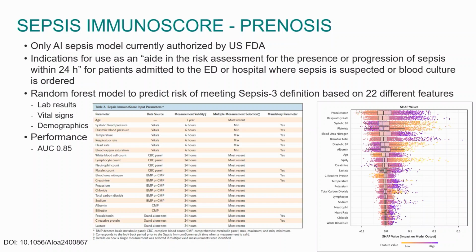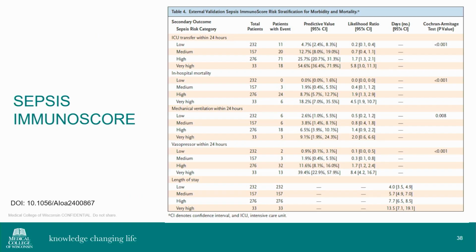Overall, the area under the curve for predicting sepsis was reported in a New England Journal of Medicine paper to be about 0.85 in order to predict risk of meeting the Sepsis-3 criteria. The same authors who described this then looked at a number of different morbidity and mortality measures for use of the outcome, or for use of the algorithm.